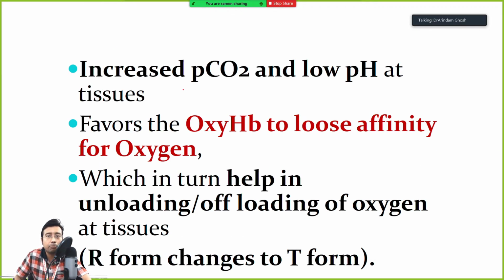This increased PCO2 and low pH at the tissues, okay, they help in unloading of oxygen. They favor oxyhemoglobin to lose affinity for oxygen. That helps in unloading or offloading of oxygen. That helps the R form change to T form.